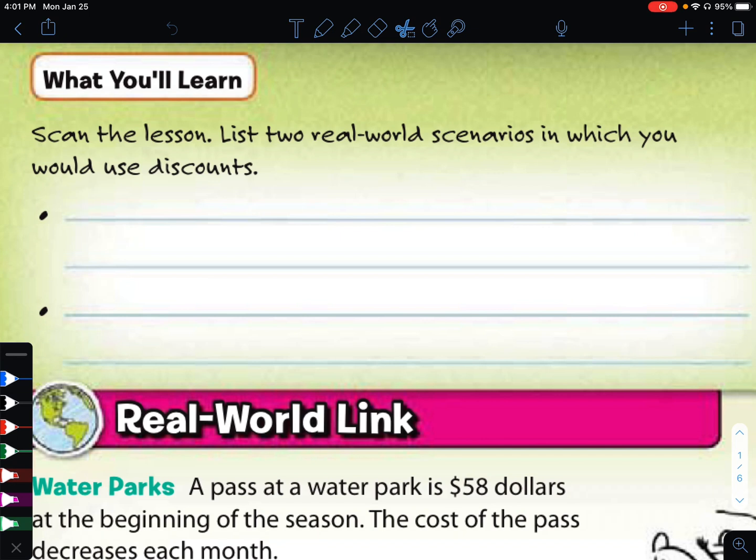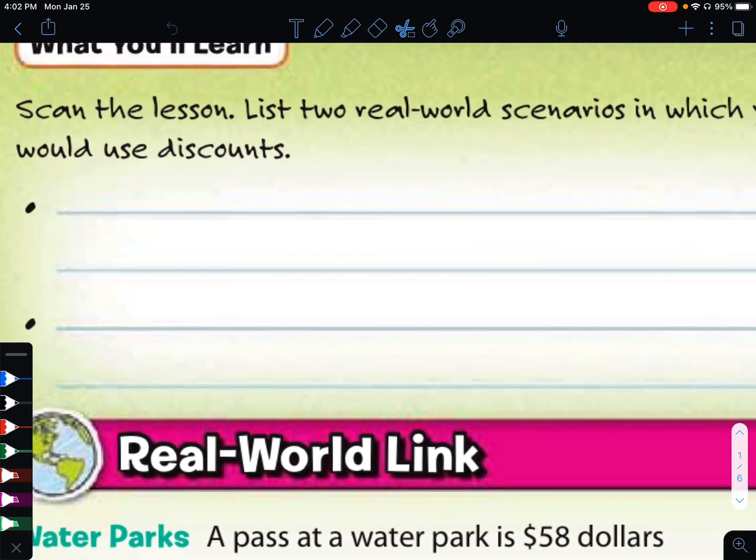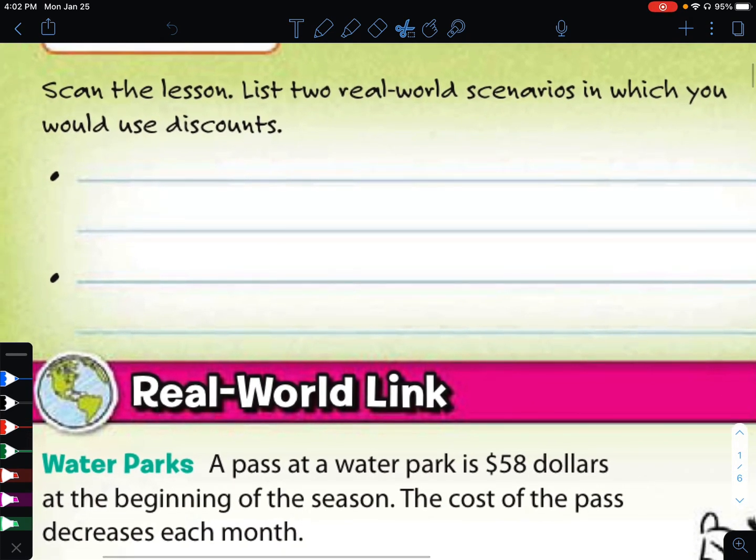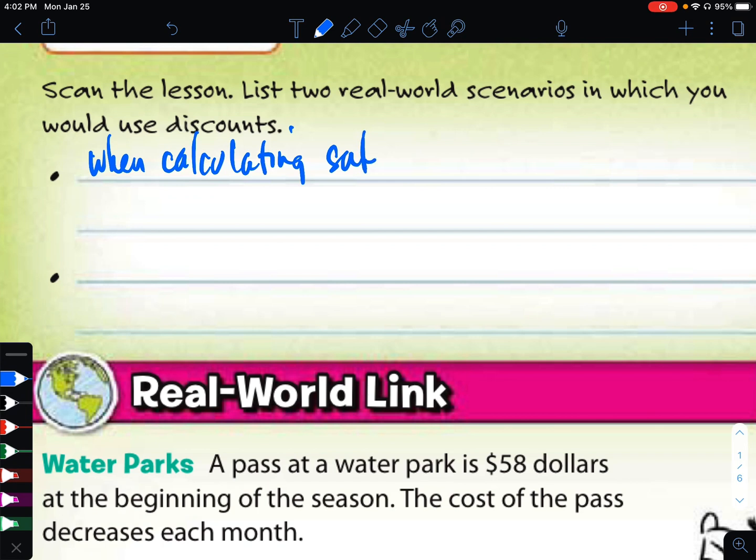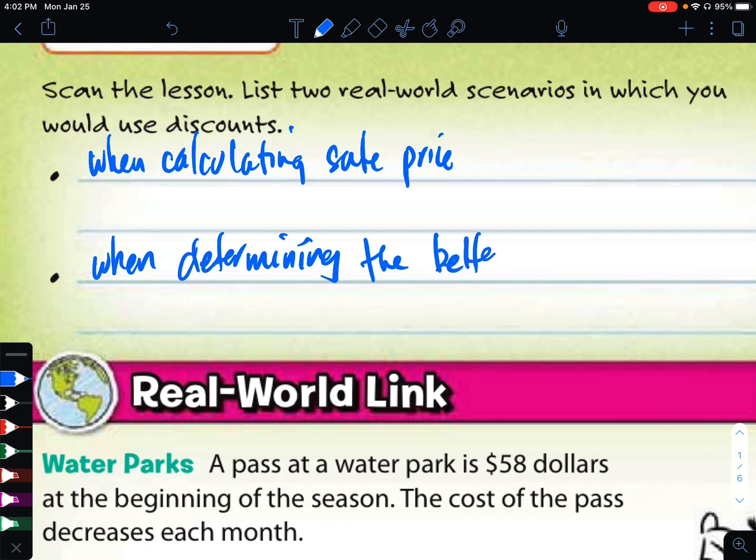After scanning your book and the pages of this lesson, one possible scenario in which you can use discounts is when calculating sales price. That's one of them. Another scenario would be when determining which is the better buy. We can use discounts for this purpose.